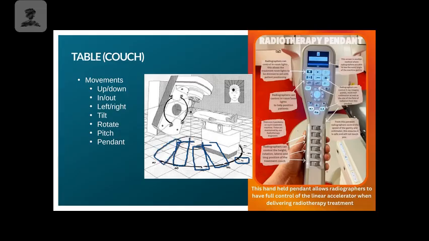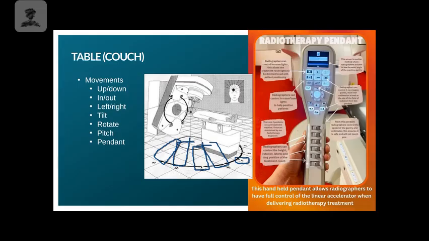Some tables go even further than that, but it allows us access to different angles that maybe we couldn't do before. And then we also have what's called pitch. Pitch is how high or low the head or feet are. So we can lower the head on the table, or we can raise the head on the table. It moves all flat. If you move the head up, part of the body also moves up too, but it's going to be at an angle. So we can manipulate that.